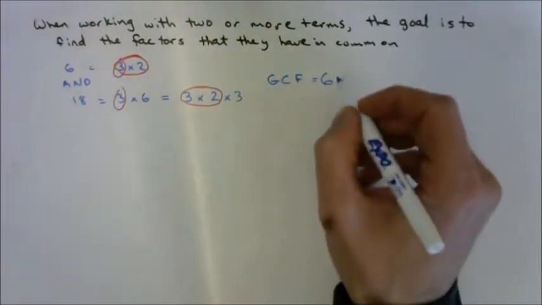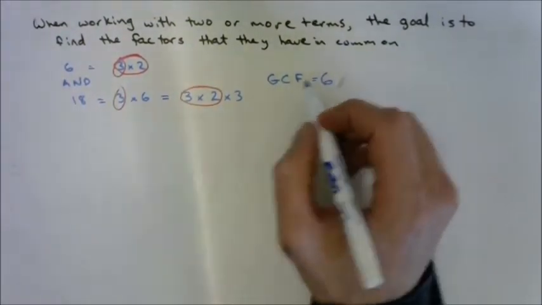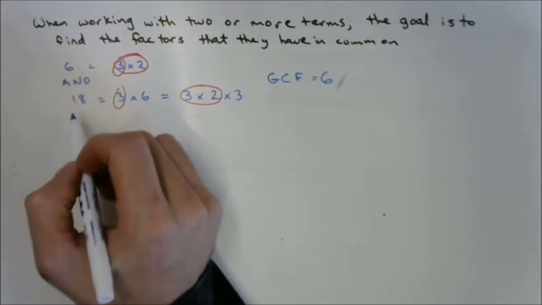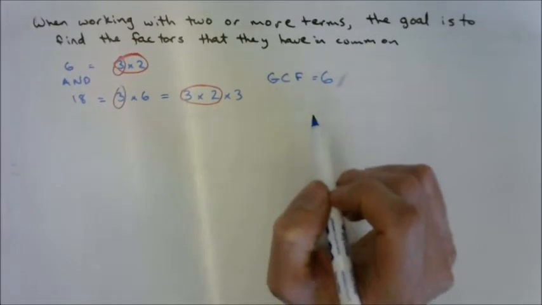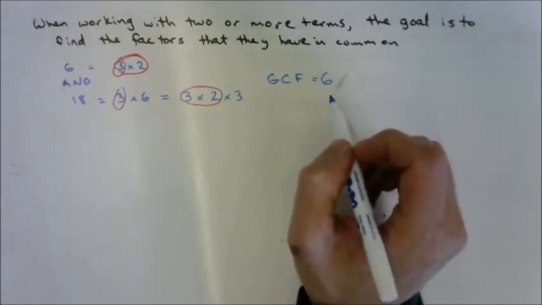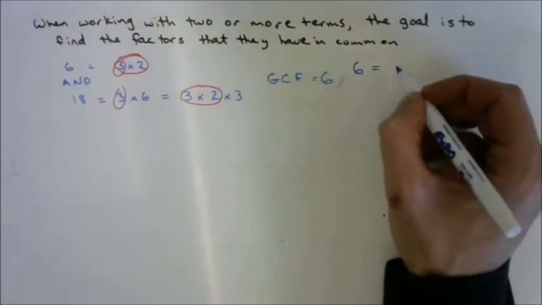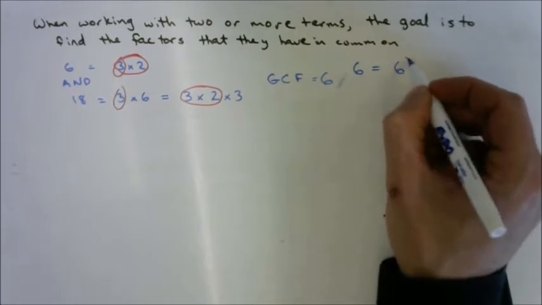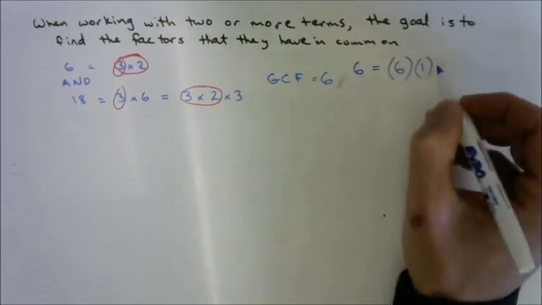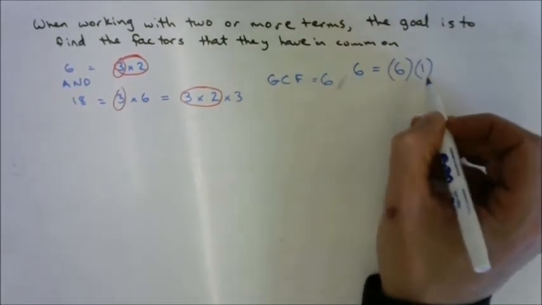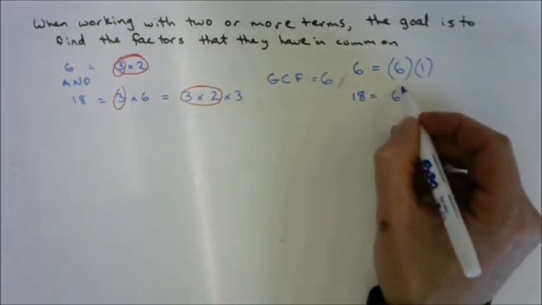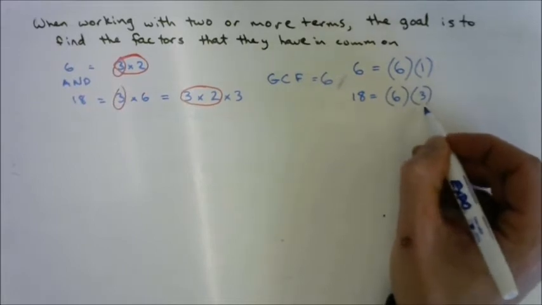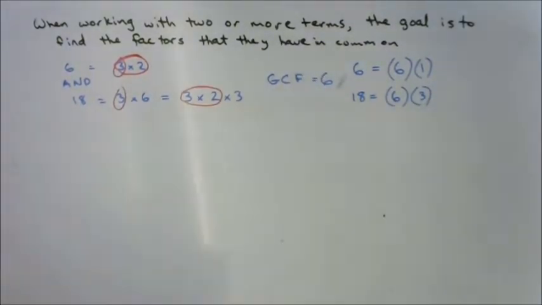And we could go even further, and we could say, well, let's express each of these numbers as the product of 2 factors where one of those factors is the greatest common factor. So we can take 6 and we can express it as a product of its factors where the first factor is 6. 6 times 1 is 6. So let's look at what 18 does. We take out the greatest common factor. We still have 3 left as another factor.